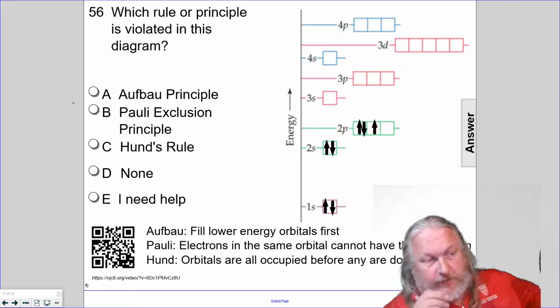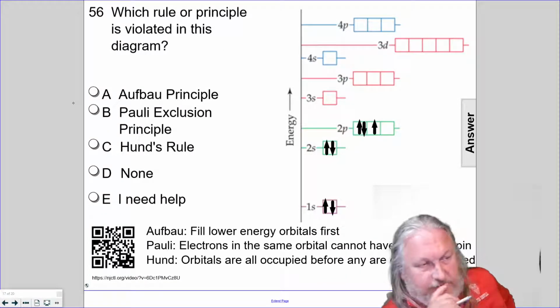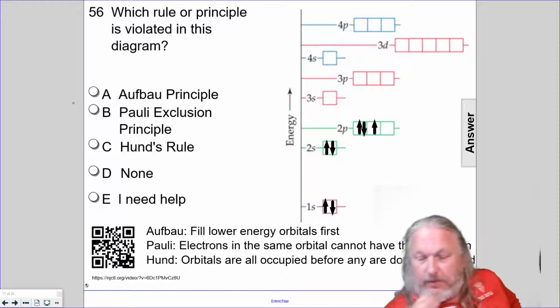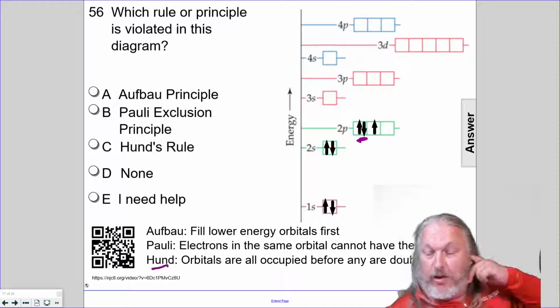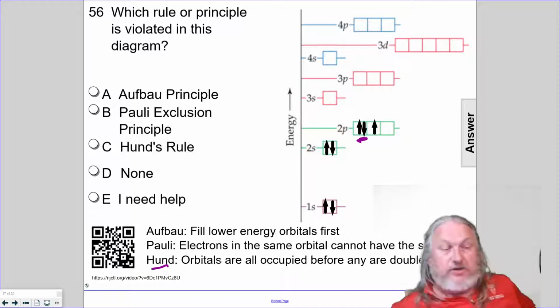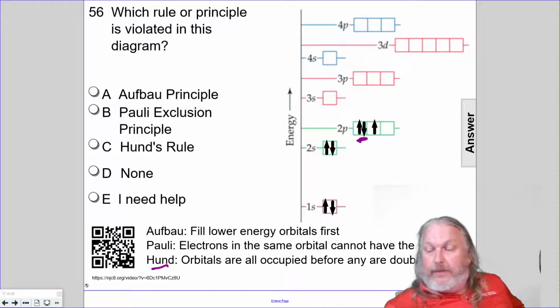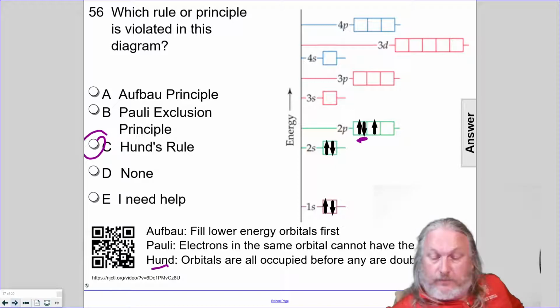Which rule or principle is violated in this diagram? Well, let's see. We're going Aufbau good. It's going from the bottom up. 1, 2. Both of those have opposite spins. Oh, but look, right there. We're violating Hund's Rule. Orbitals are all occupied before any are double occupied. So this violates Hund's Rule. Move on.